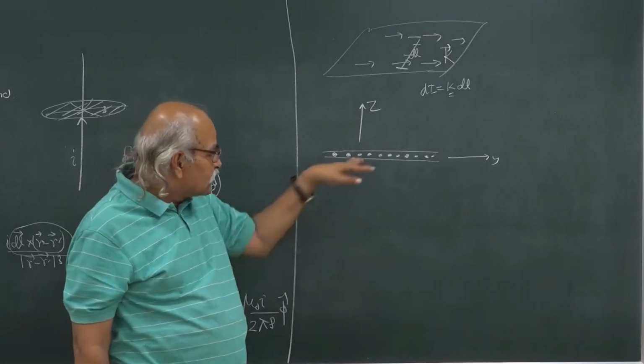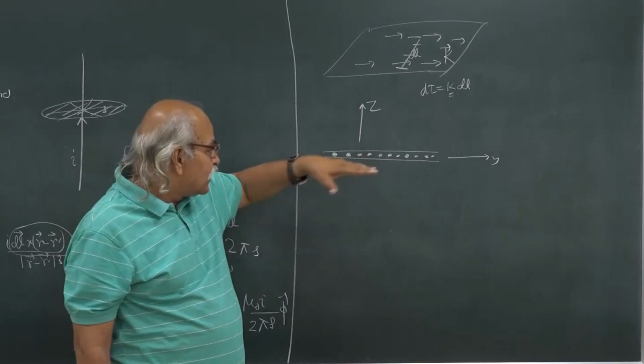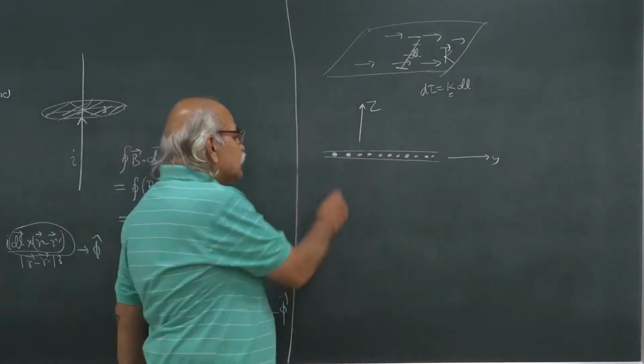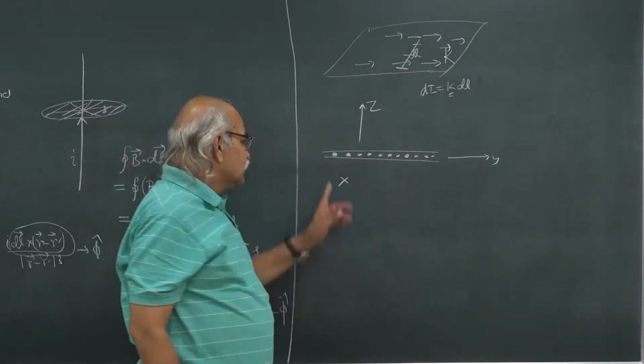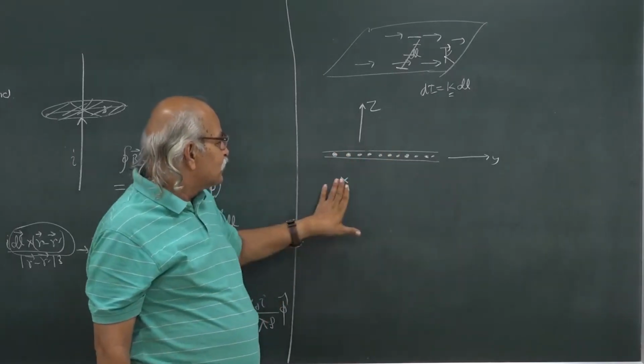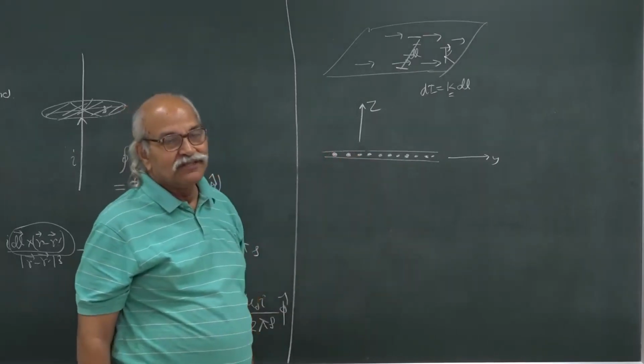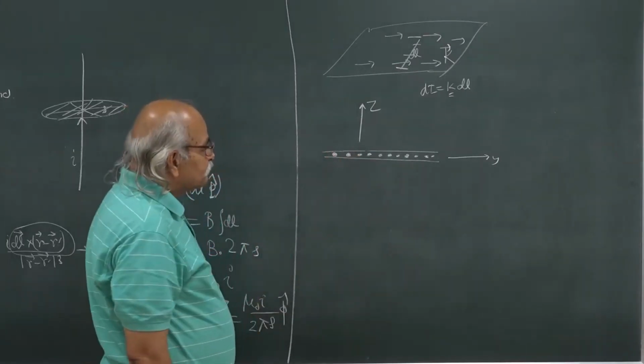If something has a direction going inside the plane of the drawing, we denote that by crosses. You put crosses here, and that tells that the direction is going into the board, while dots mean coming out of the board. So, that is the convention.